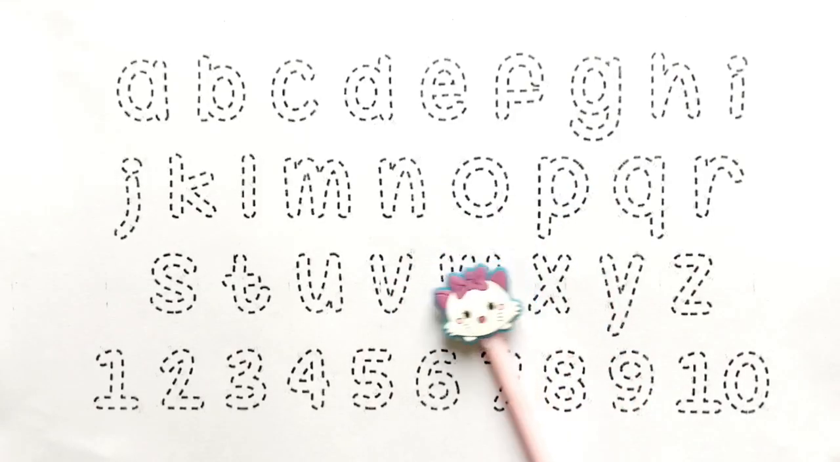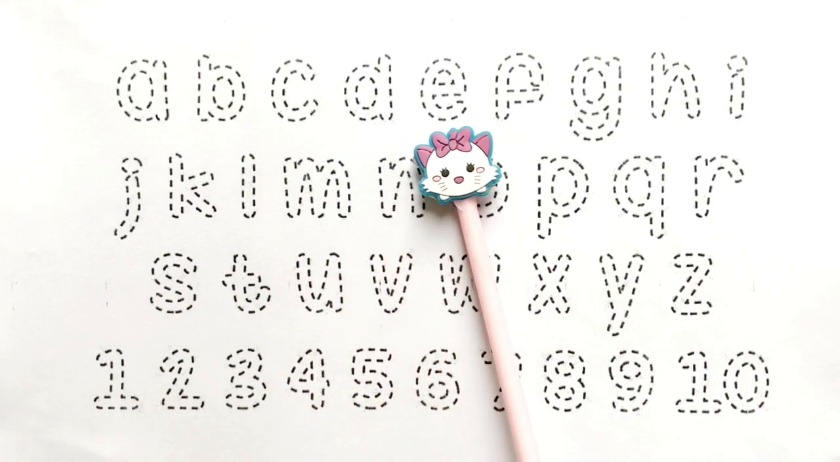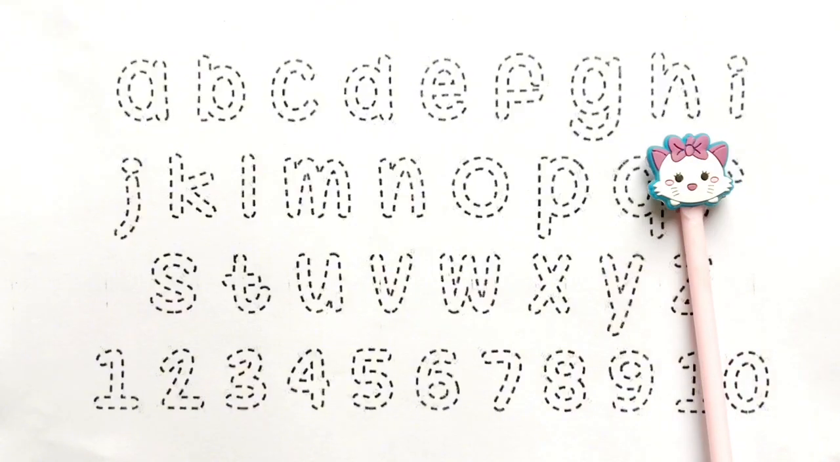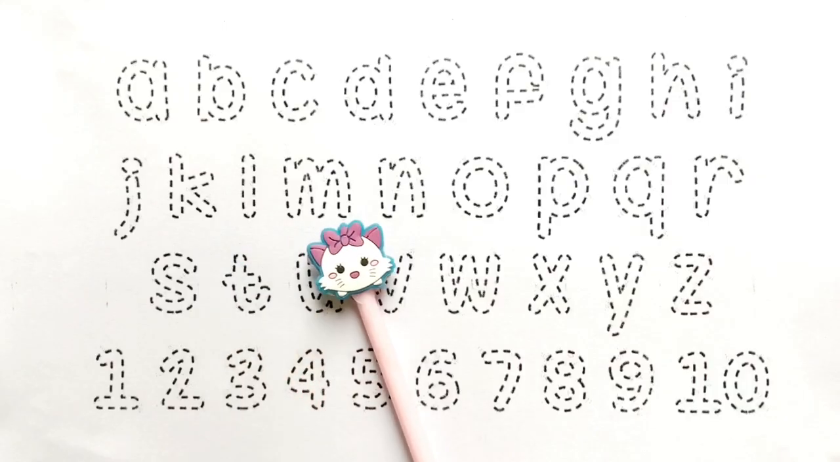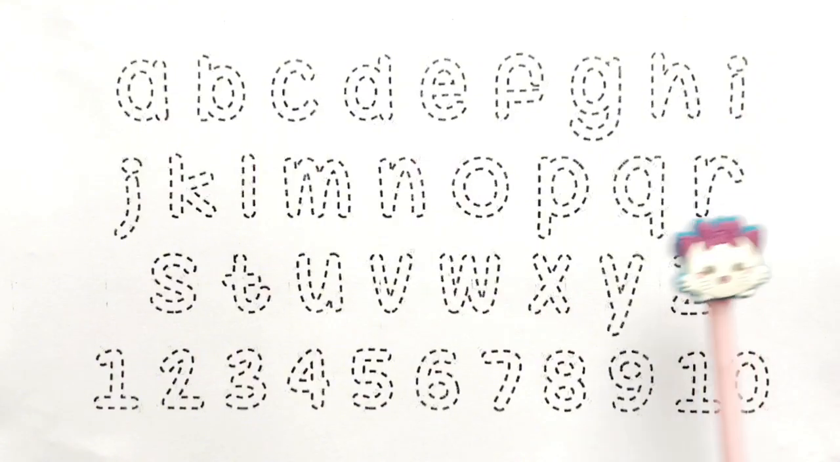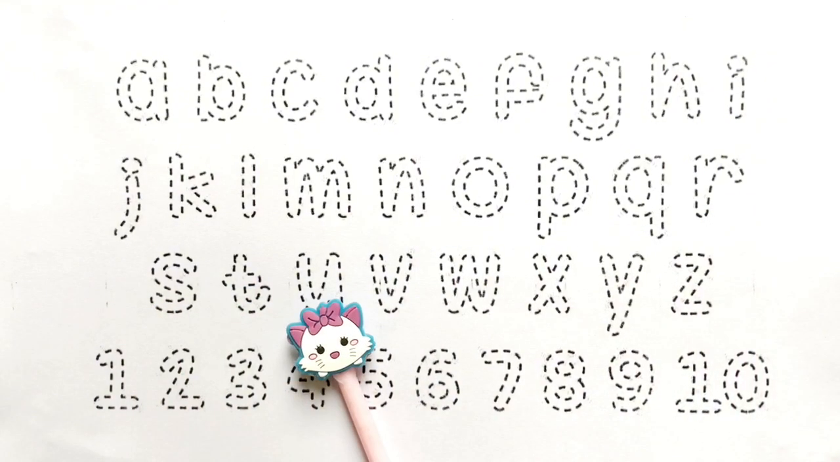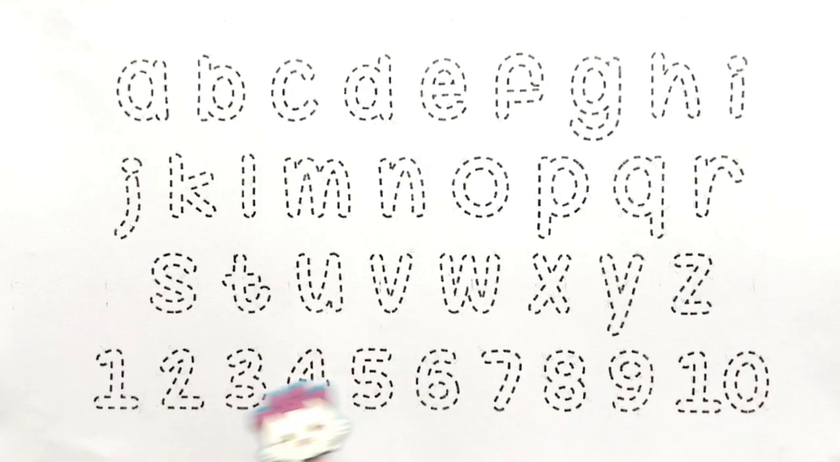I learned lowercase letter A, B, C, D, E, F, G, H, I, J, K, L, M, N, O, P, Q, R, S, T, U, V, W, X, Y, and Z. Number 1, 2, 3, 4, 5, 6, 7, 8, 9, and 10. Let's draw.